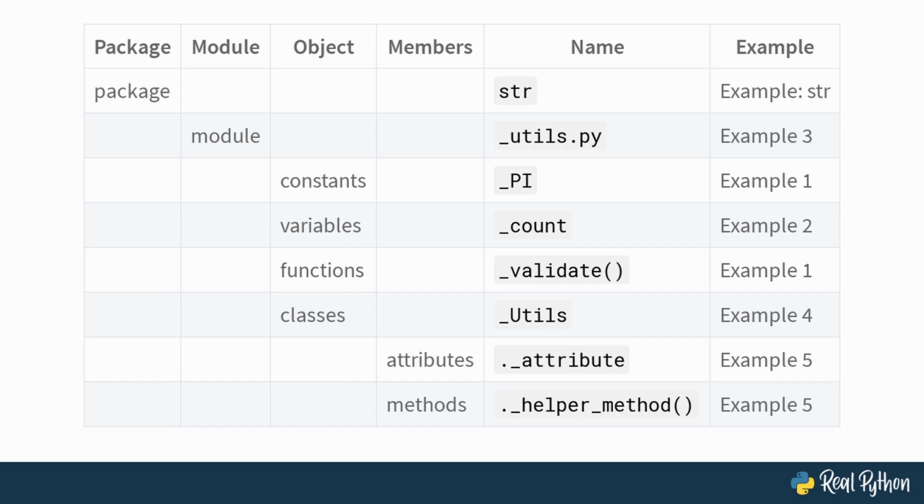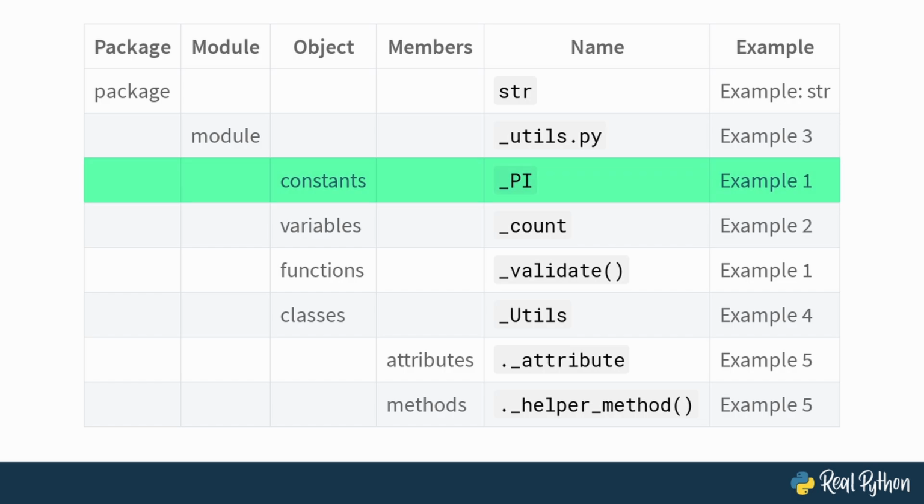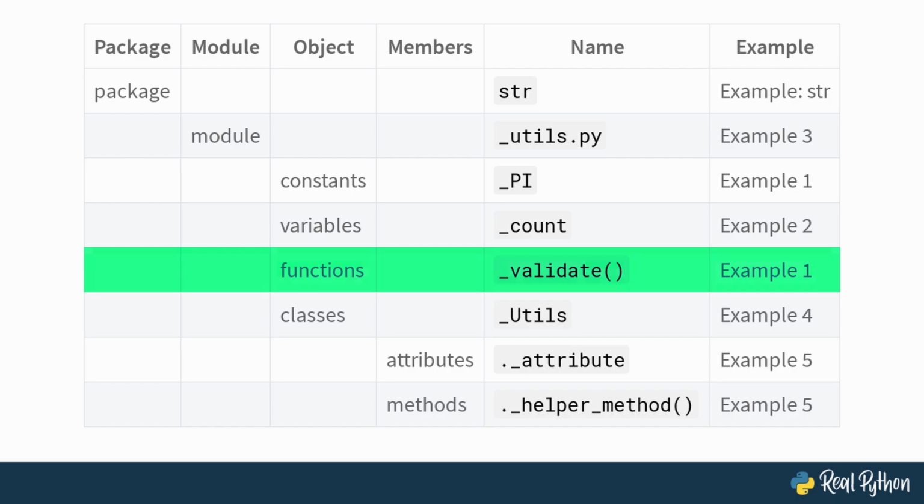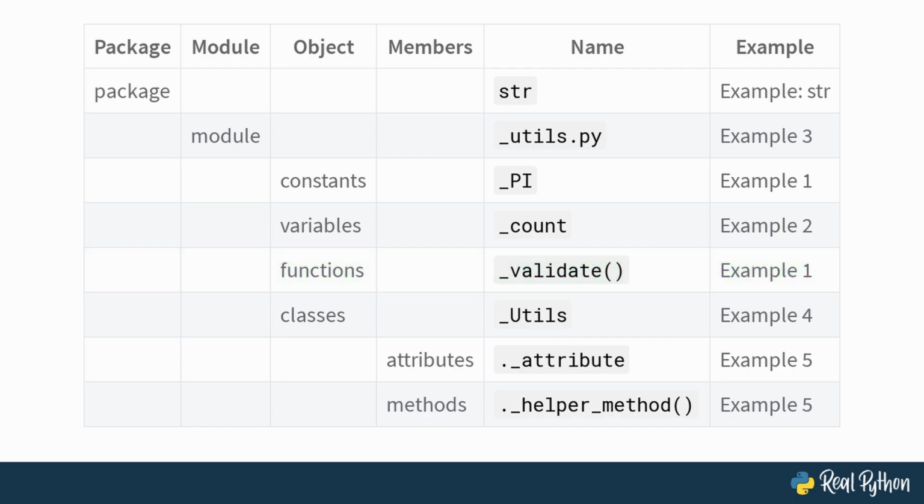For our first example, we will be looking at a constant underscore pi and a function underscore validate. Right, enough tables and theory for now. In the next video, you'll get your hands dirty with your example number 1.